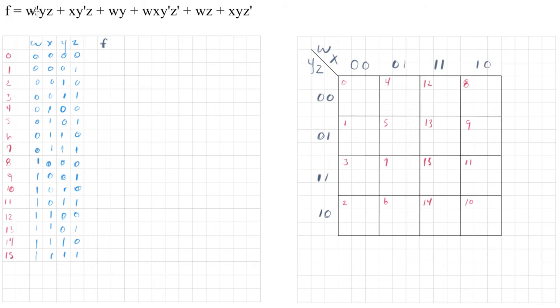Now if you look at this function, you have W not, Y, and Z. The W not means that it's a 0. It is off, not on. Let me write that a little lower here so it's on the screen. The Y is on. It's not complemented, so it's on, so it's a 1. Same thing with the Z.